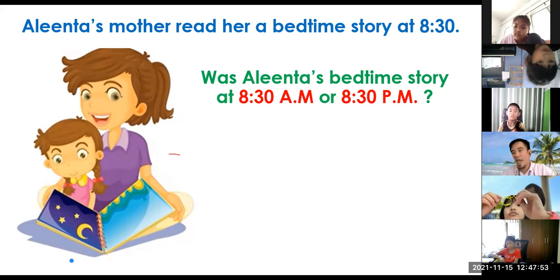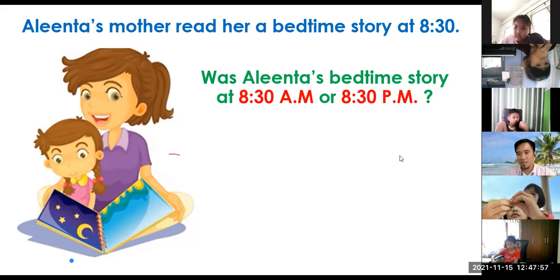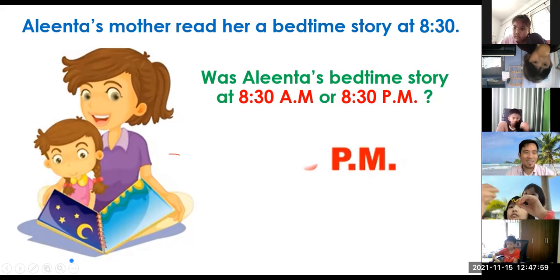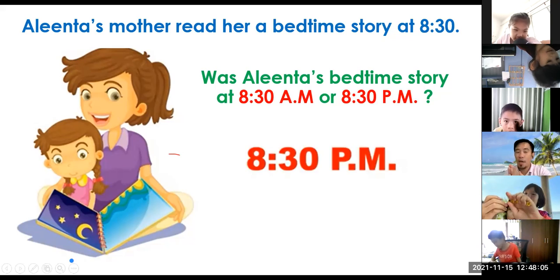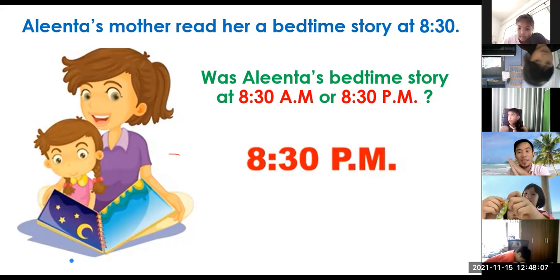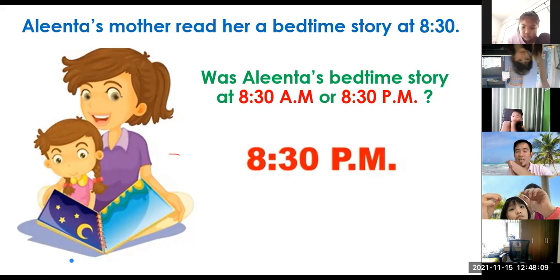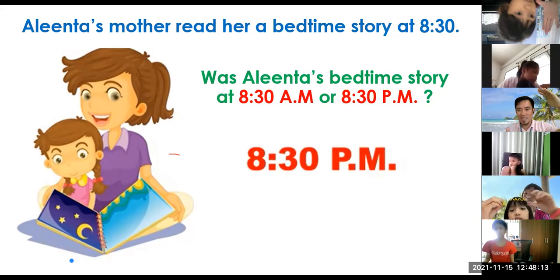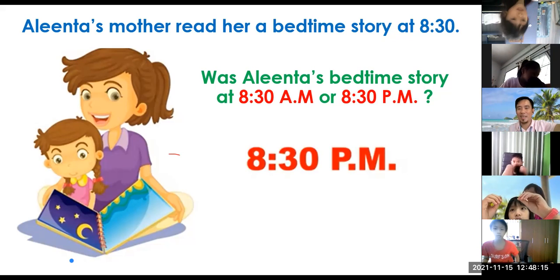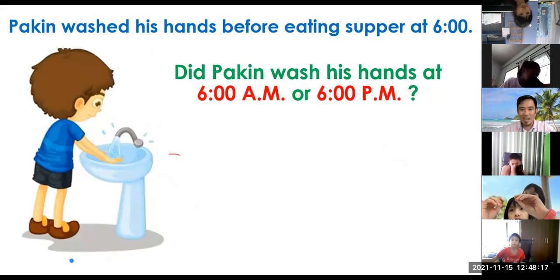So Tammy's answer is 8:30 p.m. That means it is correct. Thank you, Tammy. Your answer is correct. 8:30 p.m. Okay, p.m. Why? Bedtime is during nighttime. So nighttime is between midday and midnight, or noontime to midnight. It's in there, right?